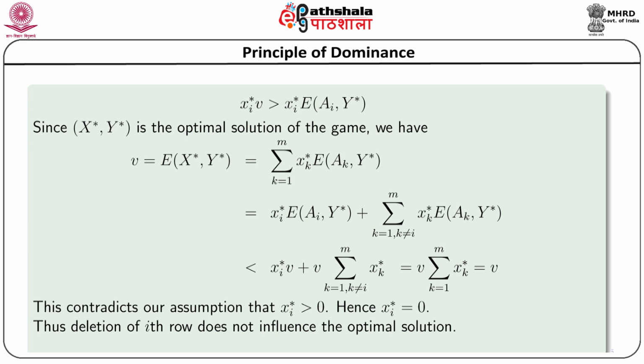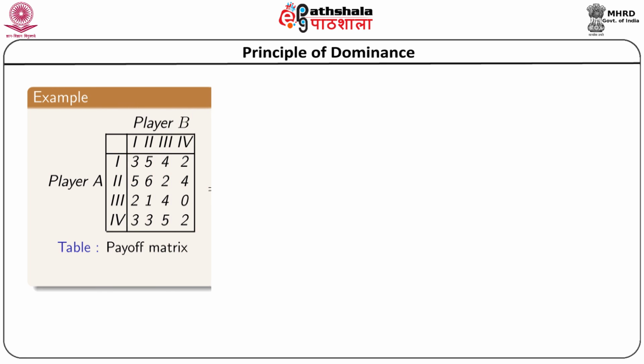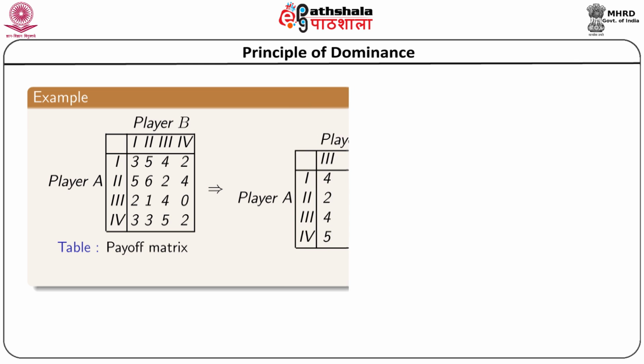This contradicts our assumption that x_i^* is greater than 0, hence we should have x_i^* equal to 0. Thus, deletion of the ith row does not influence the optimal solution. Now, we would like to demonstrate this principle with an example.